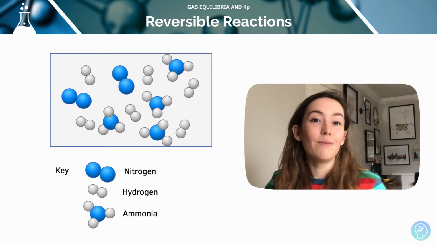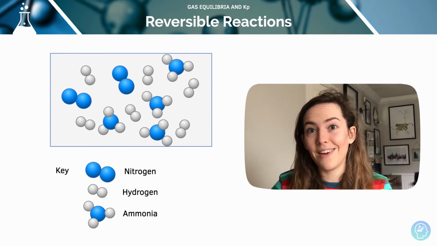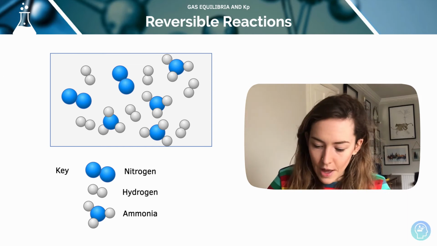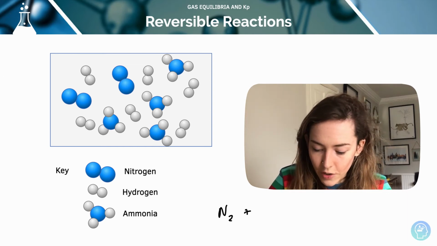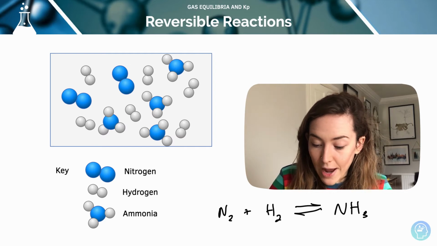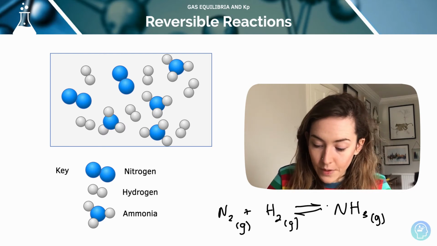An example of an equilibrium that you will have come across before, most likely, is the Haber process. So here we've got nitrogen and hydrogen forming ammonia. And this is a reversible reaction where all of them are in the gaseous phase. And of course, this isn't balanced, so I need to make sure I'm doing a few things here.